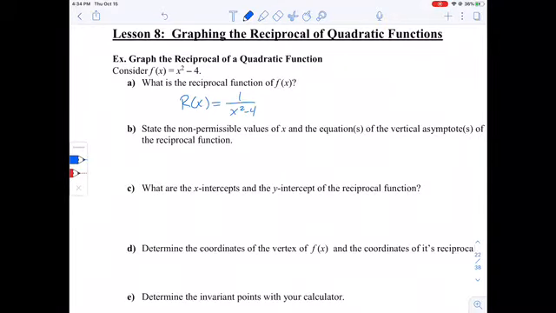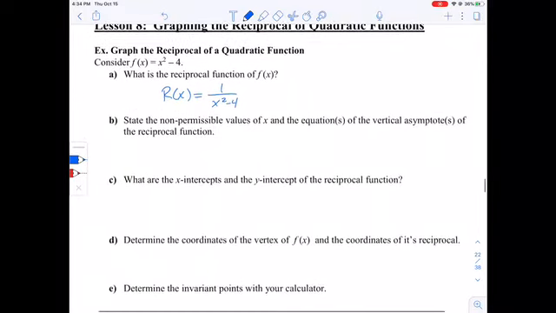State the non-permissible values of x and the equations of the vertical asymptotes. Similar to linear functions, I know that x squared minus 4 cannot equal 0, so x squared cannot equal 4, so x cannot equal plus or minus 2, plus or minus the square root of 4. Or I could also have factored that with a difference of squares: x minus 2, x plus 2 cannot equal 0, so x cannot equal plus or minus 2.